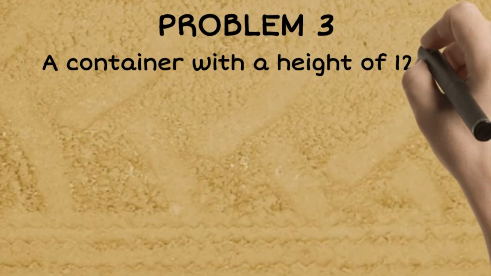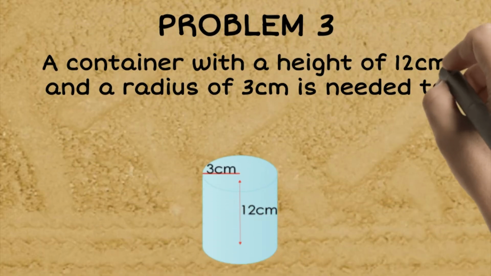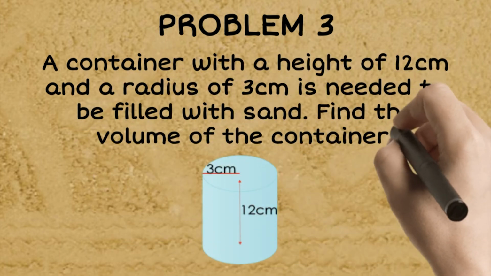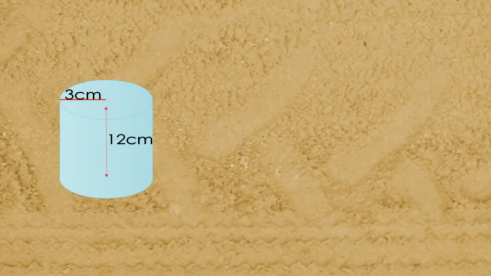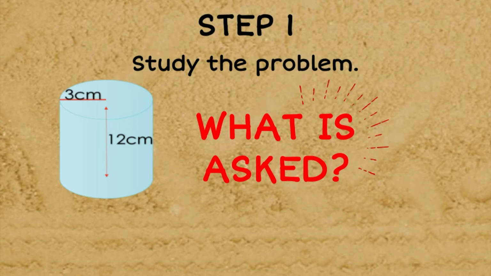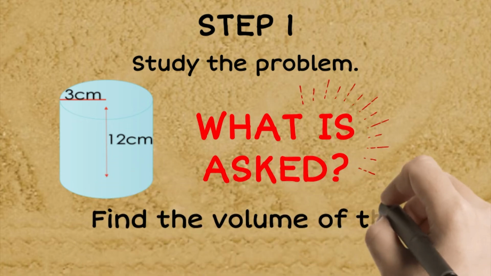Problem number 3. A container with a height of 12 cm and a radius of 3 cm is needed to be filled with sand. Find the volume of the container. Using our steps. Step 1. Study the problem. What is asked? We need to find the volume of the container.